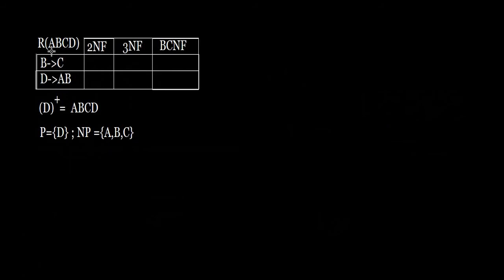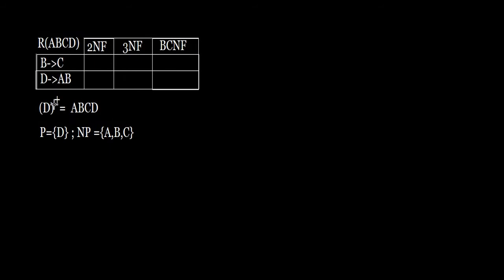Let's take another example with R(A, B, C, D) and the functional dependencies B determines C and D determines AB. We will check for 2NF, 3NF, BCNF. Let's first find out the candidate keys. If we notice, D closure is ABCD, it is taking all the attributes. So R is the relation with ABCD, and D is the candidate key here, because all the attributes have been determined by D plus.